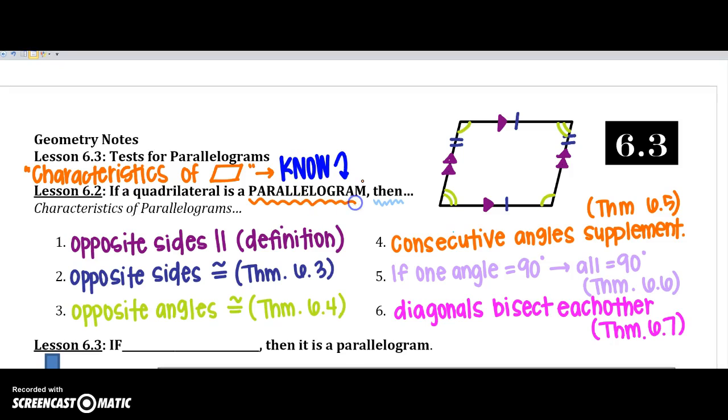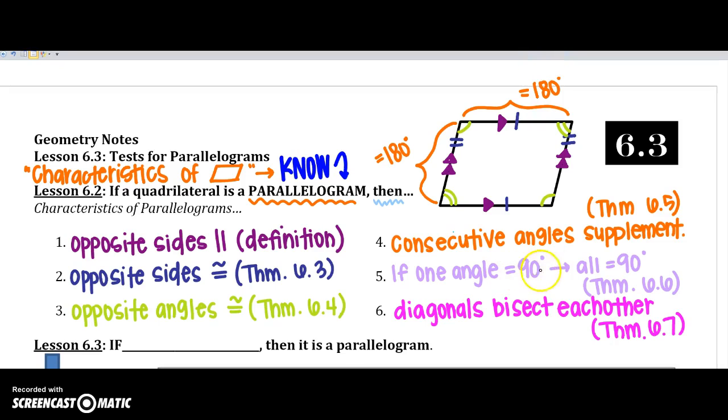So some other things we know, that consecutive angles are supplementary. Consecutive means ones that are back to back. So those two are going to be added together to equal 180. You could also say these two angles will also be supplementary, and so on around the parallelogram.